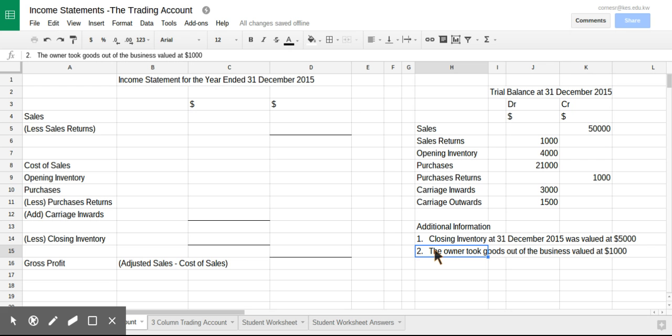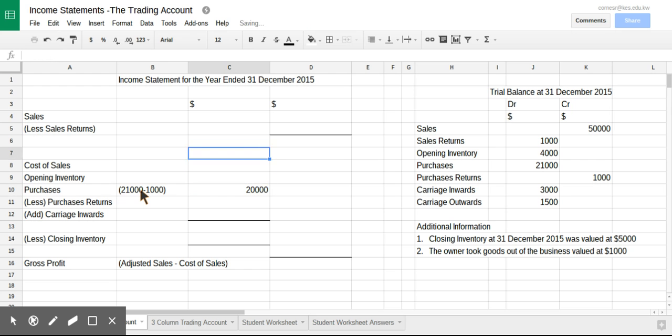Okay, so what I'll do first of all is make the adjustment for the goods taken out for the owner's own use, and we're going to adjust our purchases figure. So in the ledger accounts, what we would do is credit the purchases account and debit drawings. And what I'm going to do over here is 21,000, take away from that 1,000. So the actual purchases figure is going to be 20,000 when we get down to the second part of the trading account.